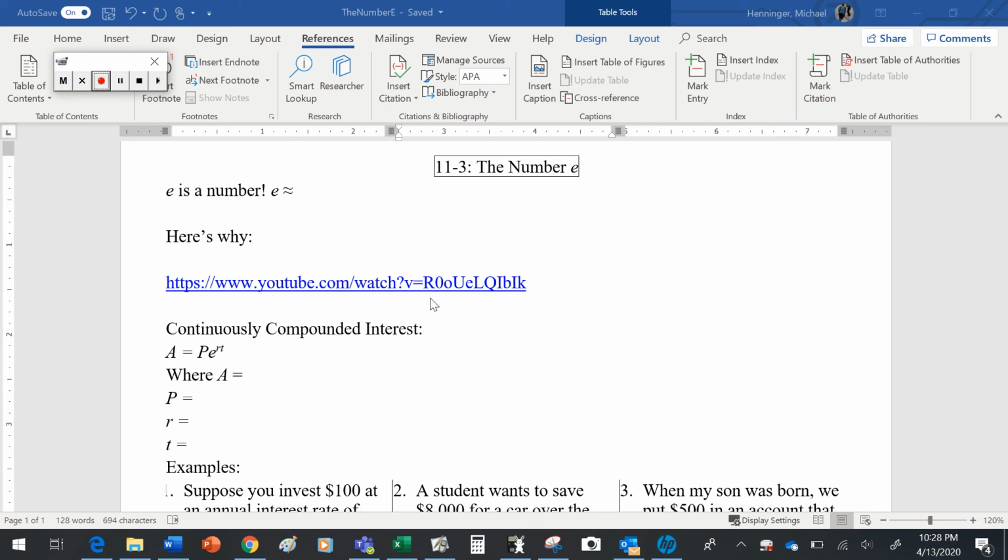Hey guys, welcome back. We're going to take another look at compound interest, except this time we're going to look at something called continuously compounded interest. And to do continuously compounded interest, we have to learn about a new number. So there's this number called e.